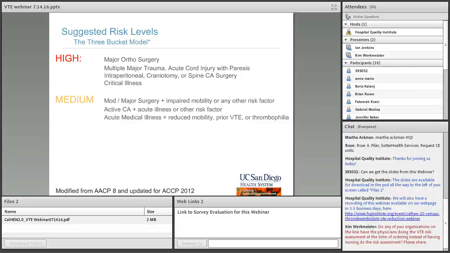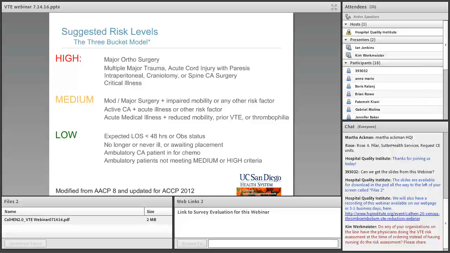Who's in the medium-risk category? This is a little bit more complicated, so I'm going to skip over it and go to the low-risk category. These are people that don't have much going on. They either have OB status, or you think they're going to be in the hospital less than 48 hours. Someone who got better. Let's say someone had pneumonia, and they're awaiting placement, and now they're no longer febrile, and they're walking up and down the hall off oxygen.